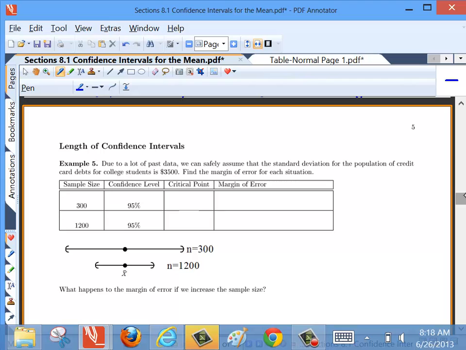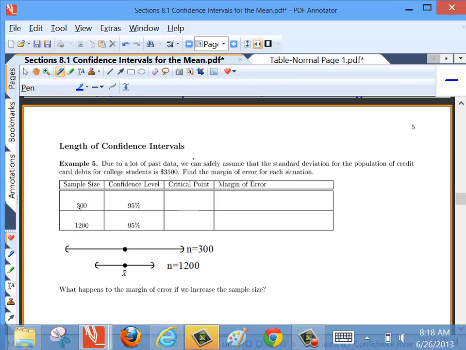Notice what they did there. We've talked about how if you don't know the population mean, you probably don't know the population standard deviation. But one of the ways you can say you know your population standard deviation is to estimate it from past data. That's probably the only situation in real life where you would ever say that you know your population standard deviation. So let's find the margin of error for each situation.